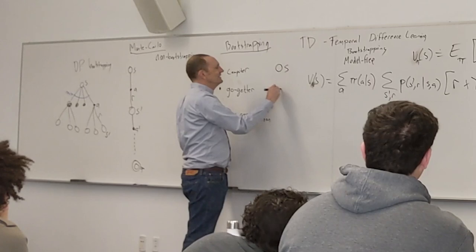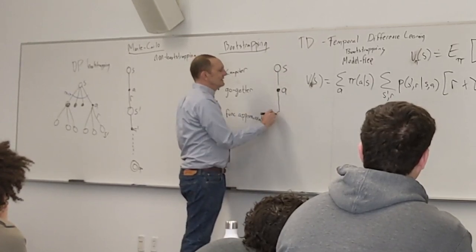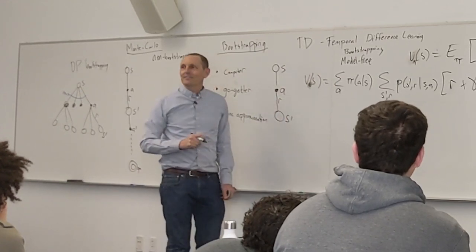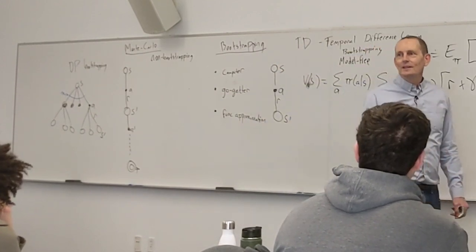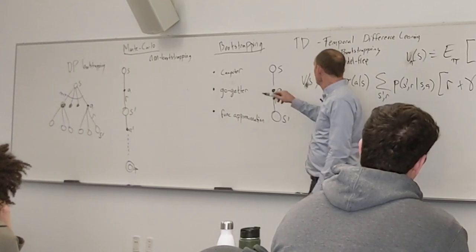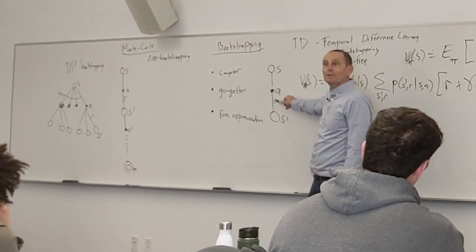S, A, S prime, and we got an R. That's it. We're going to go one step. We're going to say, what reward did we get? Okay? This is a sample. There are a lot of possible rewards we could have gotten.